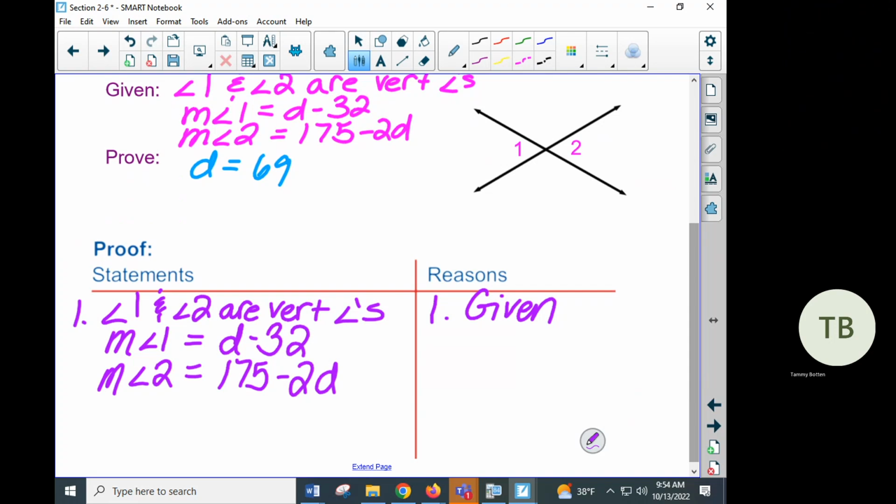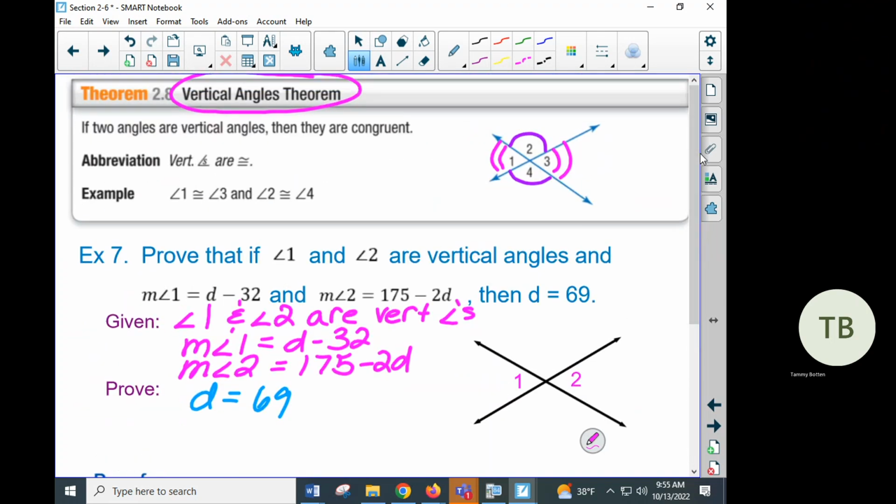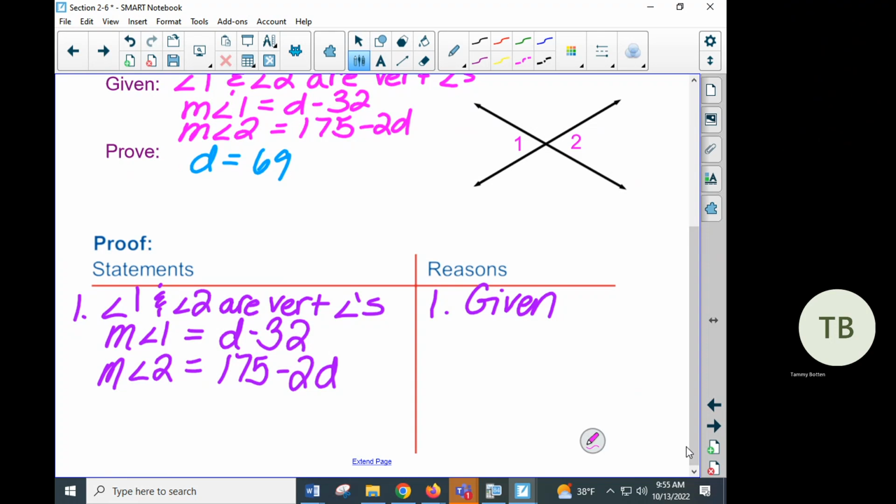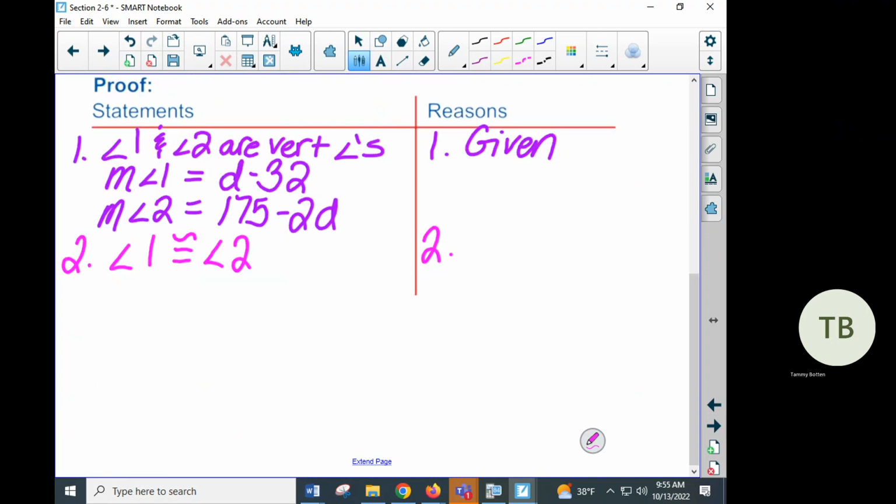Now, I have my given down, and I have to do something with the fact that these are vertical. So I am going to use the vertical angles theorem that says if two angles are vertical, they're congruent. So what I can say for step 2 is since angle 1 and 2 are vertical, they're going to be congruent. So I'm going to say angle 1 is congruent to angle 2. I can't say they're equal because the theorem says they're congruent. So I have to say congruent.